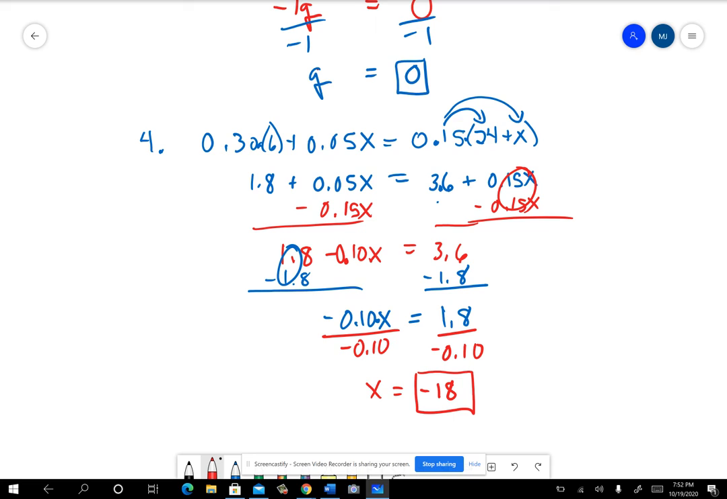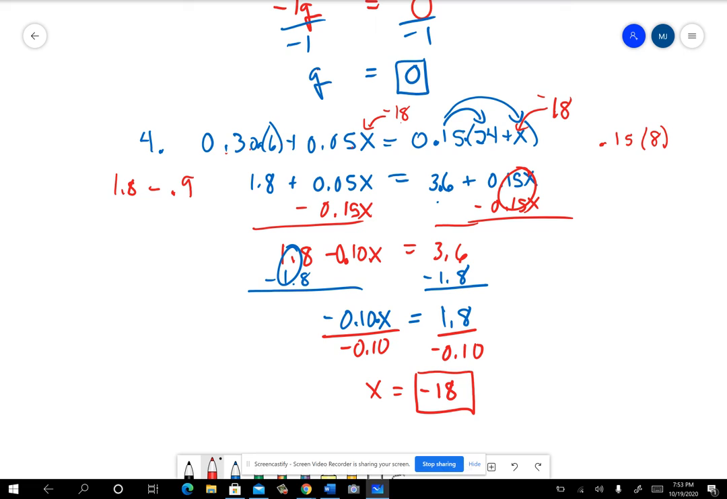All right, now these are equations, so if you wanted to check them, you could. Just be sure you go back to the original and plug in everywhere you see the x, and then follow order of operations very carefully. And make sure when you plug in a negative 18, that you follow your order of operations and that it all works out like you're expecting. Okay, so for instance, on this one, on the right side, we get 0.15, and then 24 minus 18, that would be 8. On the left side, we'd get the 0.30 times 6, which is the 1.8. The 0.05 times 18, that's 0.9.